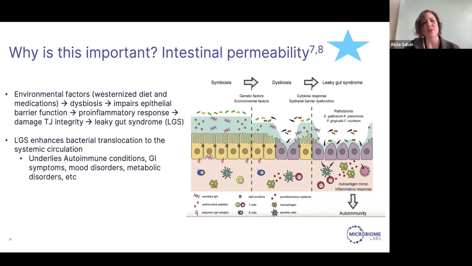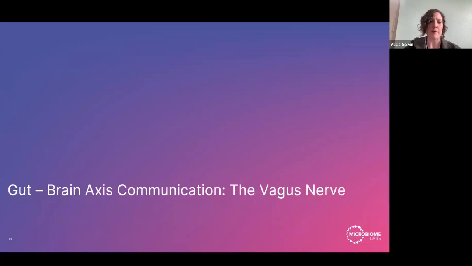And it underlies a lot of other things. I mean, we can trace leaky gut syndrome back to all kinds of different conditions, whether it be mood disruptions, metabolic disorders, that type of thing.